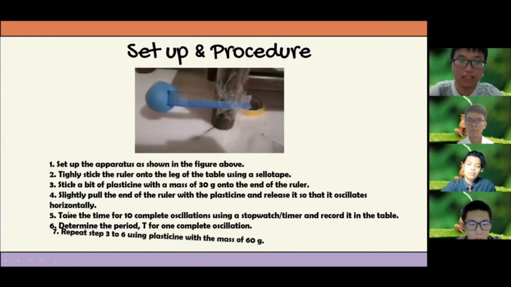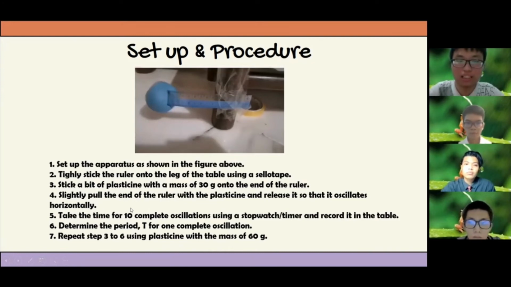After that, you take the time for 10 complete oscillations using a stopwatch timer and record it in the table. What you have to do next after you take the time for 10 complete oscillations is to determine the period for 1 complete oscillation. The formula to calculate the period is actually very simple. You just use the time divided by the 10 complete oscillations and you will get the period. The final step is to repeat step 3 to step 6 using plasticine with a mass of 60 grams.